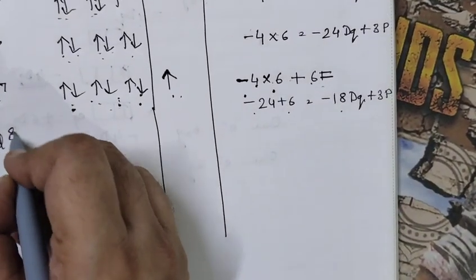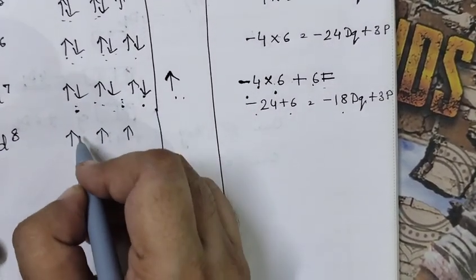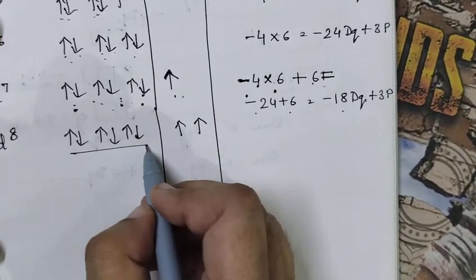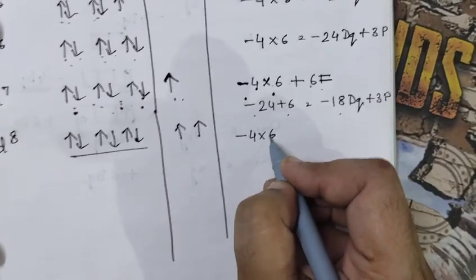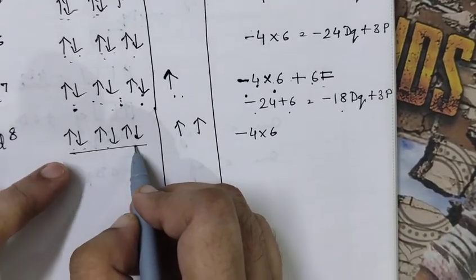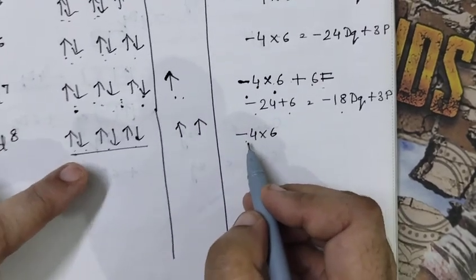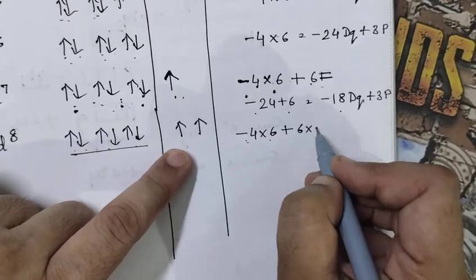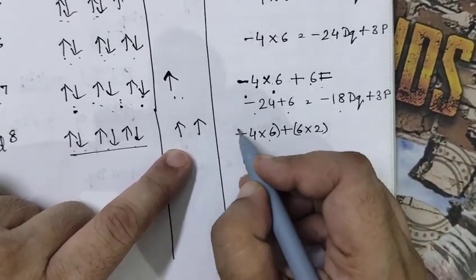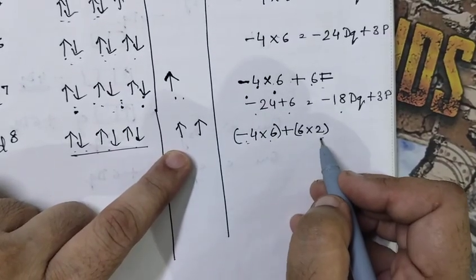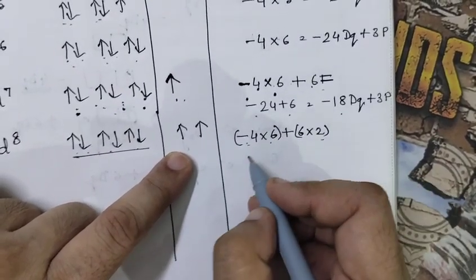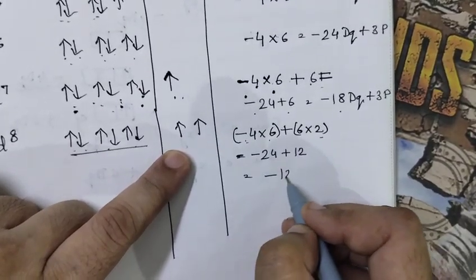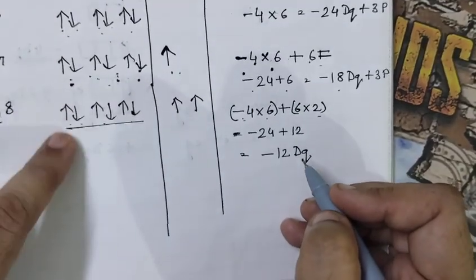Now D8 is the configuration, so 1, 2, 3, 4, 5, 6, 7 and 8. This will have minus 4 into 6, total 6 electrons in T2G, plus 6 into 2. Why? Because plus 6 is for 1 electron, so for 2 electrons it will be plus 6 into 2. So it will be minus 24 plus 12, that is minus 12 dq. And the number of pairs is still 3.